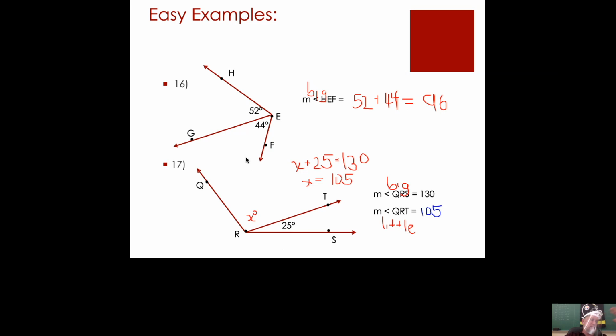So when you have a diagram with 3 angles, they're going to give you 2 of them. You've got to find the other one. If you know the 2 littles, add them to get the big angle. If you know the big angle and you want one of the little angles, you're going to subtract the little angle that you have from the big one to get the little angle that's missing.